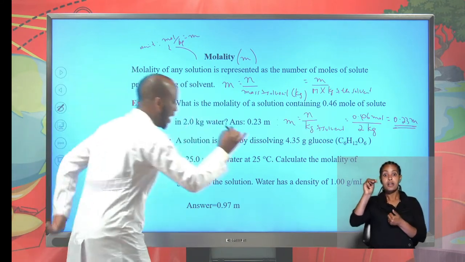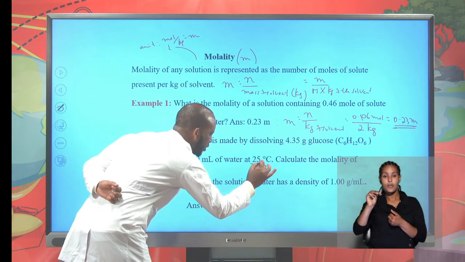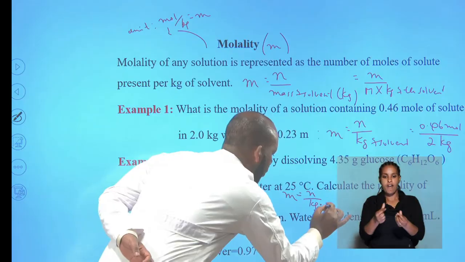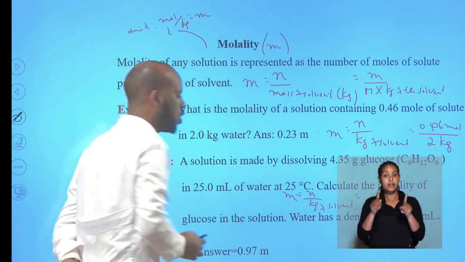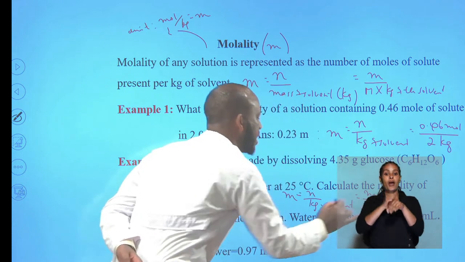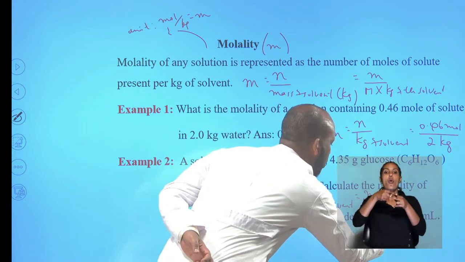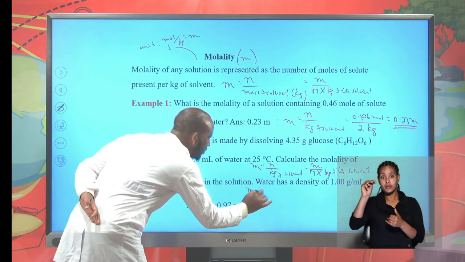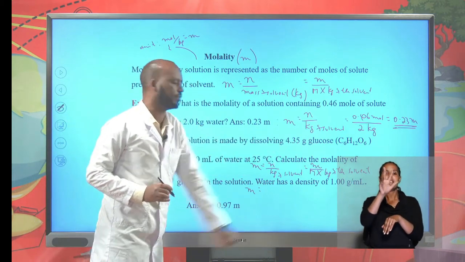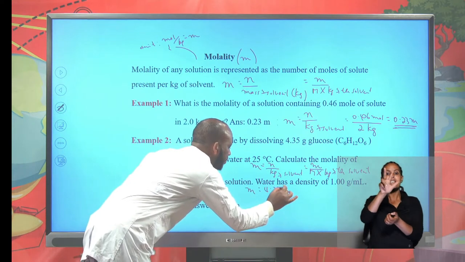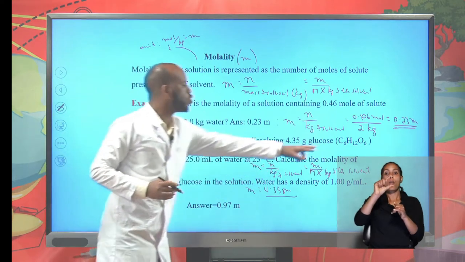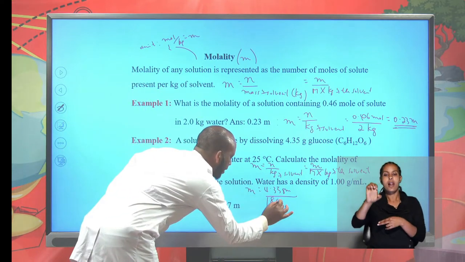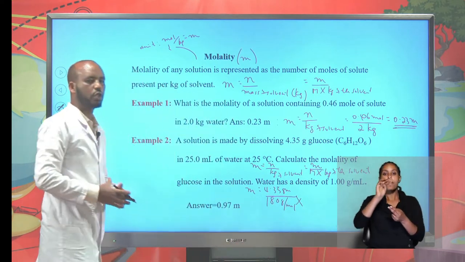Now, molality equals number of moles of solute divided by kilograms of solvent. But number of moles of solute is mass of the solute divided by molar mass of the solute. Molality equals mass of solute, 4.35 grams of glucose, divided by molar mass of glucose. Molar mass of glucose is 180 grams per mole, times mass of the solvent in kg.